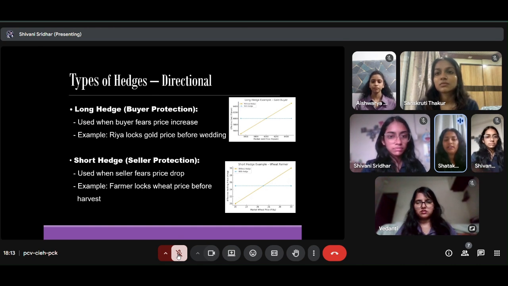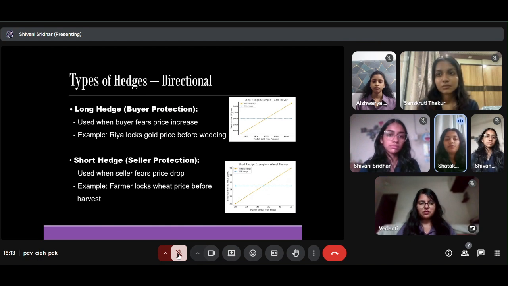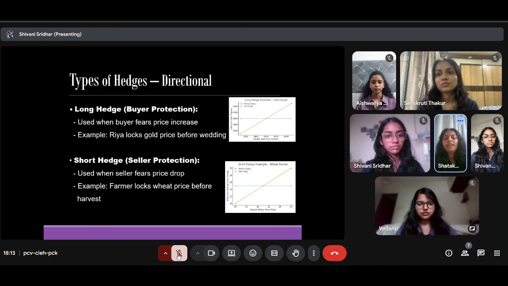The next type is short hedge. This is for a seller who is worried that the price of the product will go down. For example, a farmer wants to sell wheat and uses a hedge to lock in a good selling price before the harvest. The graph shows that the money he gets is protected even if the wheat price falls in the market. So long hedge protects the buyer and short hedge protects the seller.